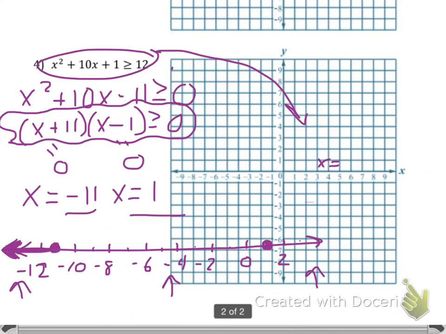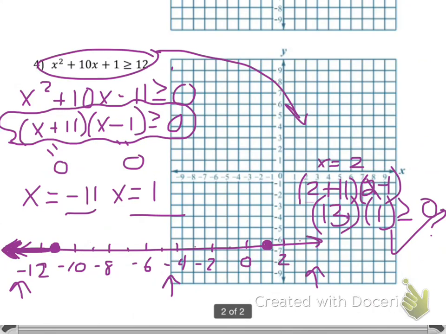We still have to pick a number to the right of 1, so I'm going to pick the number 2, and let's plug that into the factored form. 2 plus 11 times 2 minus 1, is that greater than or equal to 0? Is 13 times 1 greater than or equal to 0? Yes. Check. Okay, then we can shade all of that. And then that is your solution.